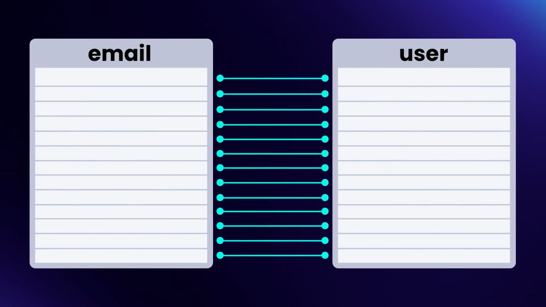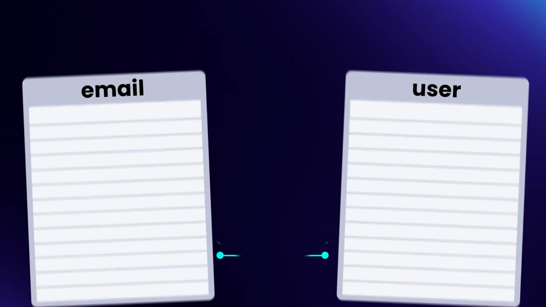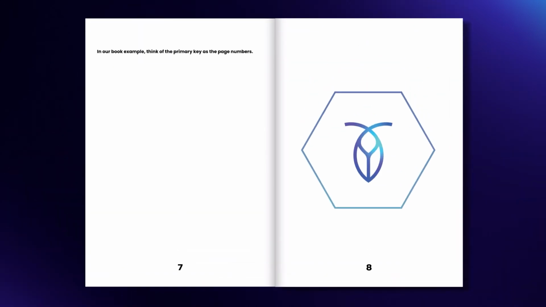In CockroachDB, every table has a default index on its primary key. This is known as the primary index. It allows for efficient searches as long as you use the primary key. In our book example, think of the primary key as the page numbers.